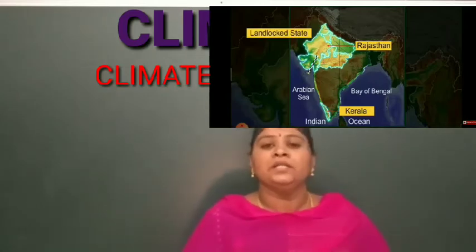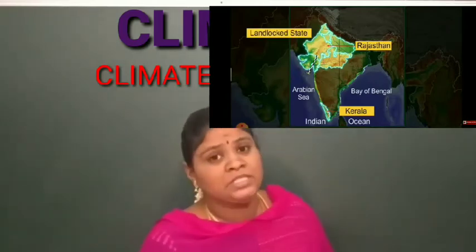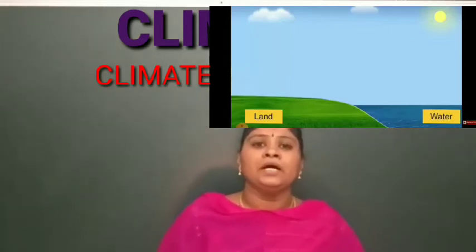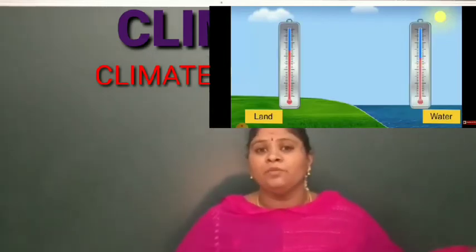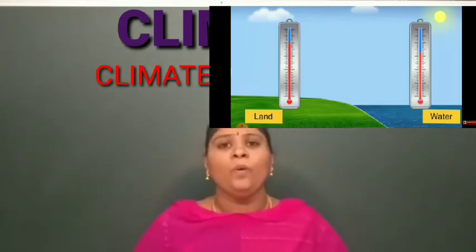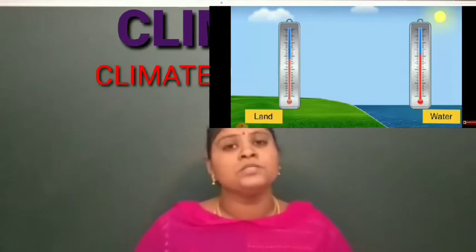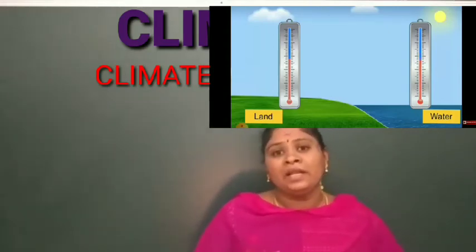That is another thing. Then you can see distance from sea. In the coastal areas, you can find the temperature will always be moderate. You know why the temperature in the coastal area is moderate? It is because it is balancing the temperature over there.